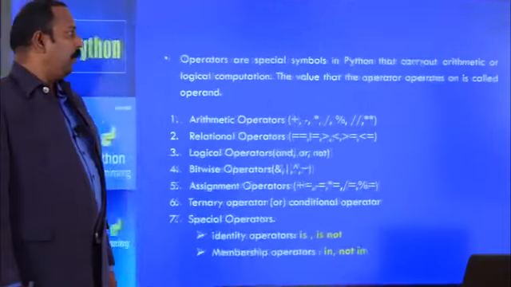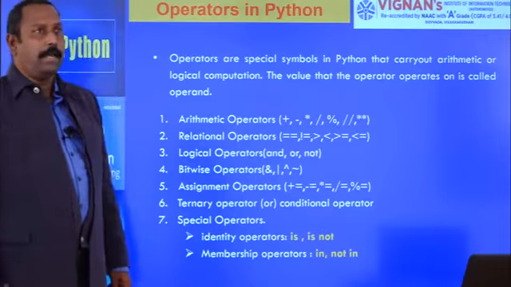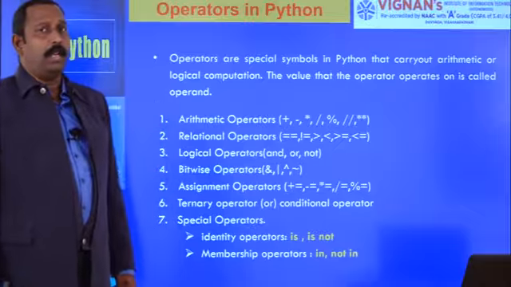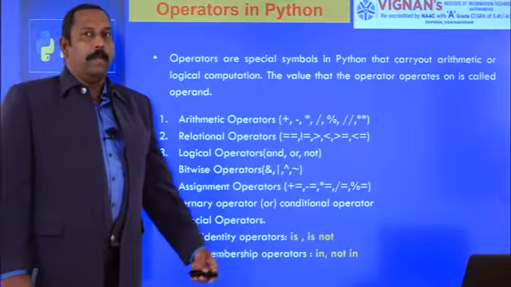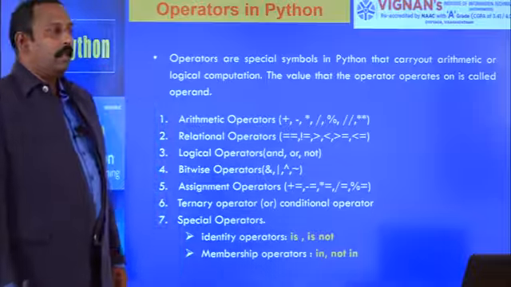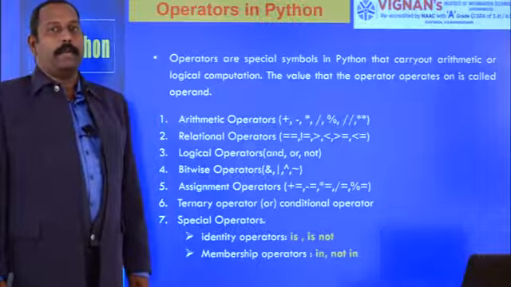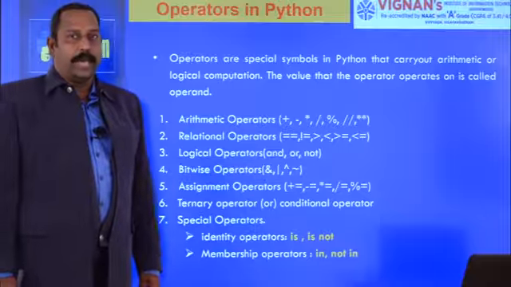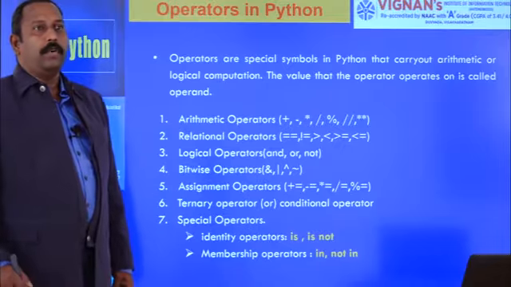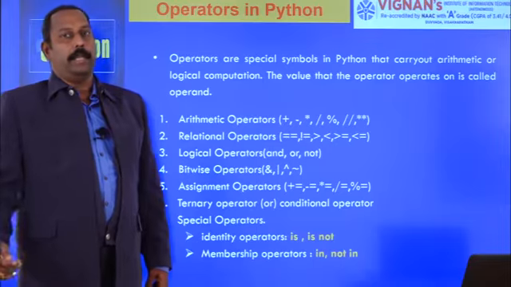Operators in Python. When coming to the operators in Python, operators are special symbols in Python and they carry out arithmetic and logical computation. An operator will perform an operation on operands. Suppose you write a plus b, so plus is an operator and a and b are called operands. The operator performs the addition operation on operands a and b.